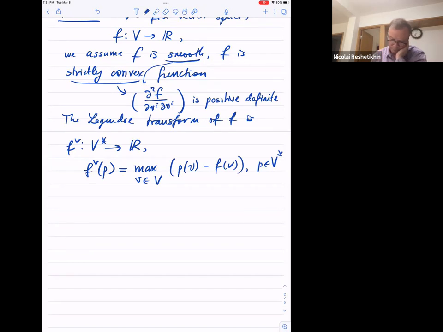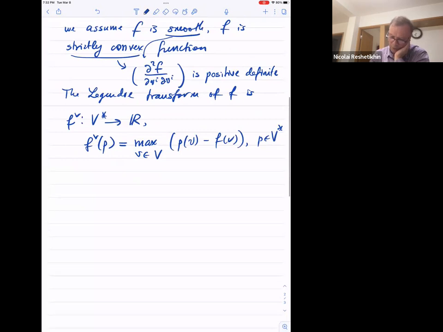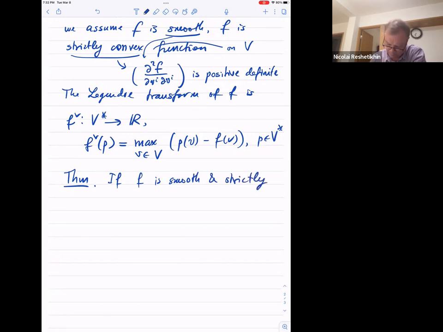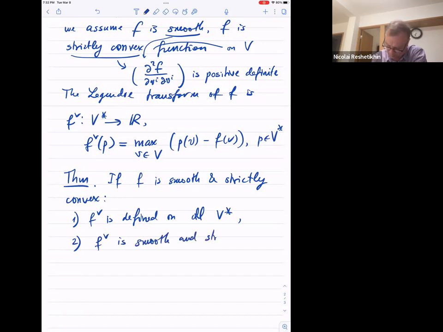Okay, so we assume that F is smooth and strictly convex on the whole space V. So in this case, it's a theorem. Under these conditions, if F is smooth and strictly convex, we have the following. First, F hat is defined on all V dual. Second, F hat is smooth and strictly convex.